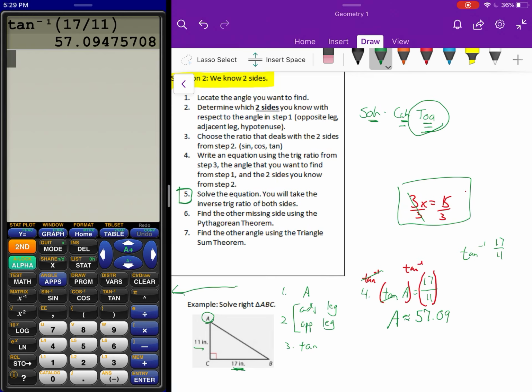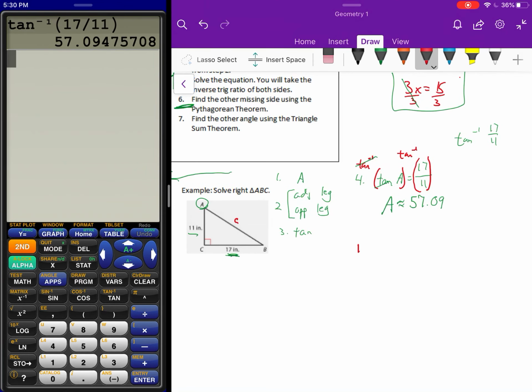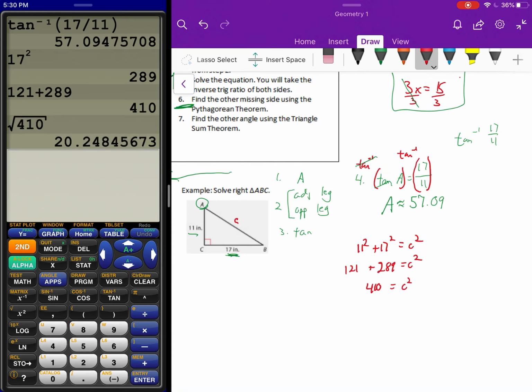Now, we did step 5. That's finding the first part. It usually takes the longest because we thought through all this stuff. Although once you get good at it, you pick out, oh, we need to use tangent right away. But now let's look at step 6. Step 6, find the other missing side using the Pythagorean theorem. Oh yeah, that's not new to us. So we know we're looking for the hypotenuse, which is c. So we can do 11 squared plus 17 squared equals c squared. So we got 121, plus 17 squared. Maybe you know what that's equal to. That's 289 equals c squared. We add 121 plus the 289, which is 410. And we take the square root of that. And we get c is about 20.2.